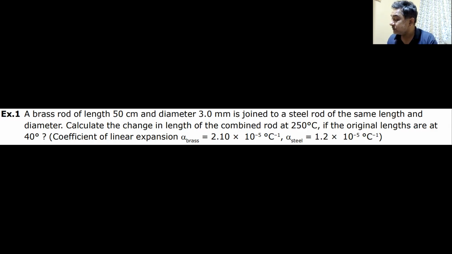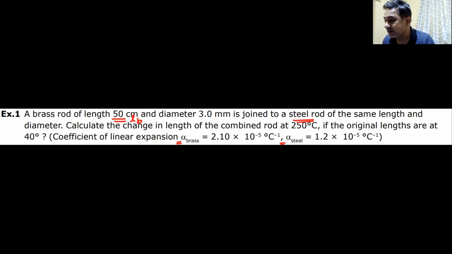For example, if you don't want to calculate, what will you do? 50 centimeters, we can call it L1 or length of brass, LB. The length of the steel rod is also the same, so both the lengths are the same, so you can call that length L. Alpha of brass is given. Instead of using the values, you can use alpha of brass. Alpha of steel is given, so instead of using the value, you can use alpha of steel. So I need the answer in algebraic form, not in numeric form.